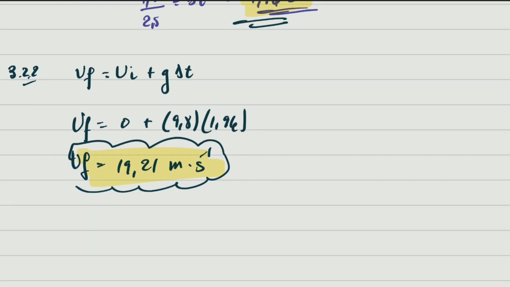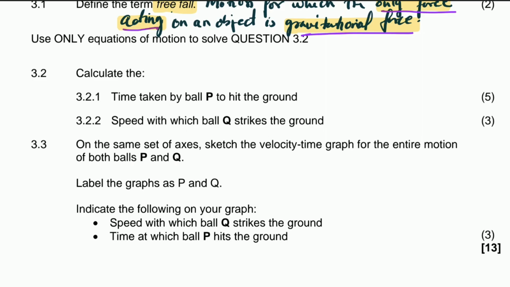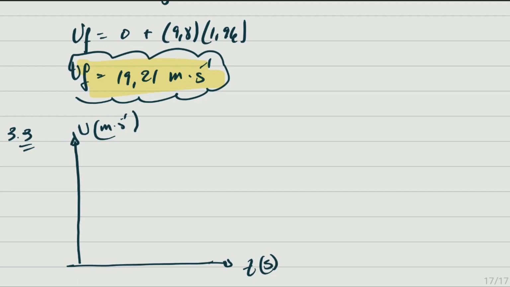And then to finish the question on projectile, they asking you to draw the graph. So 3 point is going to be question 3.3, and that is to draw a graph. And the question said, on the same set of axes, sketch the velocity time graph for the entire motion of both balls P and Q. Label the graph P and Q and indicate the following in your graph. Speed with which ball Q strikes the ground and time at which ball P hits the ground, which is the same time. Alright, so here we are.